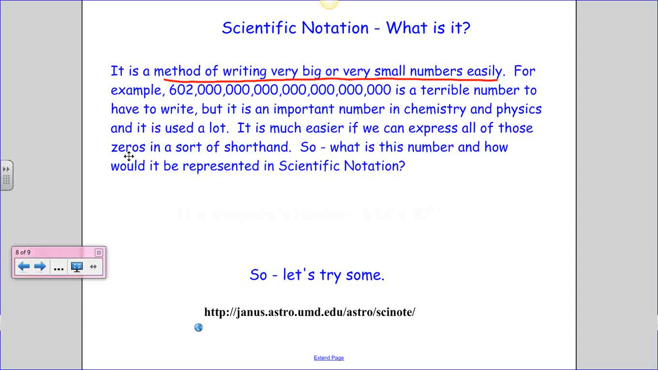So this number, 6020000 on forever, is obnoxious to write out. You would not want to write that out every single time you had to write it. So we use something called scientific notation. Scientific notation is when we abbreviate a number or make it smaller by using a multiplier with an exponent. So times 10 raised to a certain number.